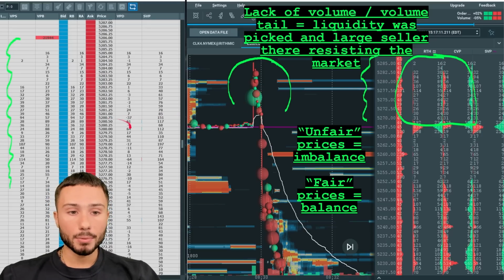So as the market breaks out 52.72, we can see low volume on the depth of market, right? Very small numbers. 16 on the offer, 0 on the bid. 34 on the offer, 0 on the bid, right? And then all the way down, small volume.